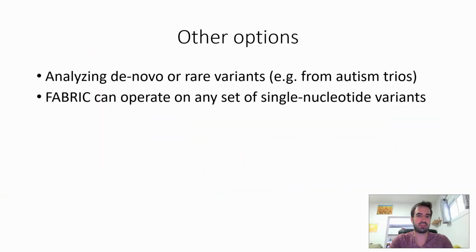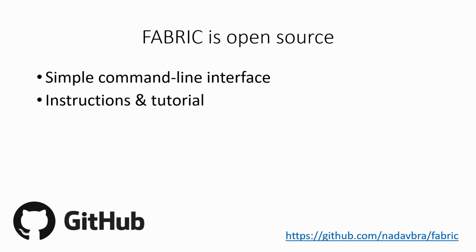And it also works in other settings. So for example, you can use it to analyze de novo or rare variants from some cohort, say with a proband with some condition, and to detect genes, again, that appear to be more damaged than you would expect. And more generally, Fabric can operate on any set of single nucleotide variants, and it will give you genes that appear to be more or less damaged than expected.